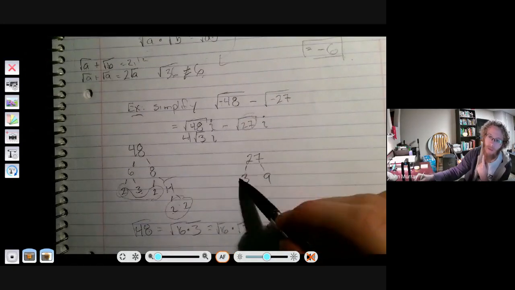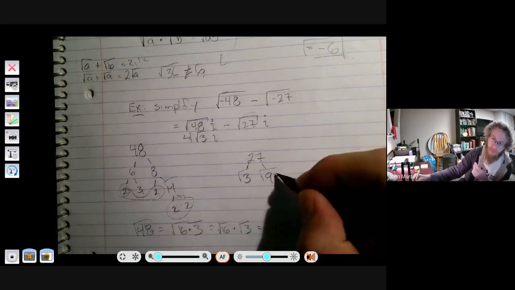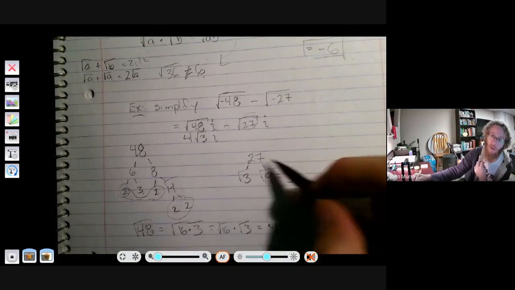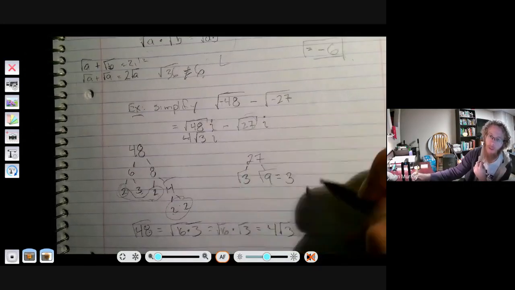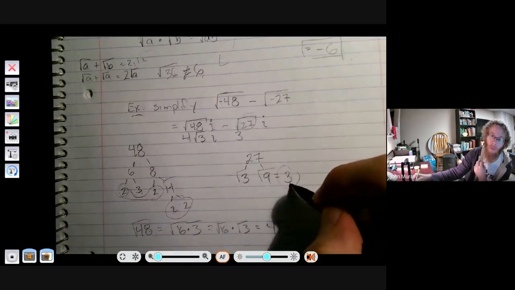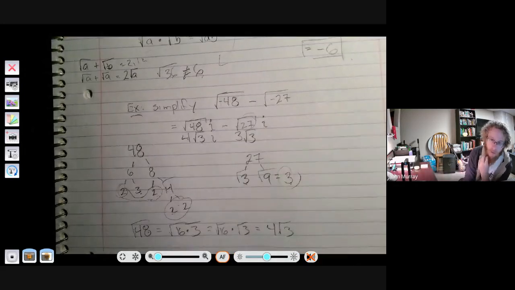So right here, you can do this. The square root of 3, you can't find that. But the square root of 9, what's the square root of 9? 3. Okay, so the square root of 27 is 3, because we found that whole number, times what's left over, times the square root of 3.